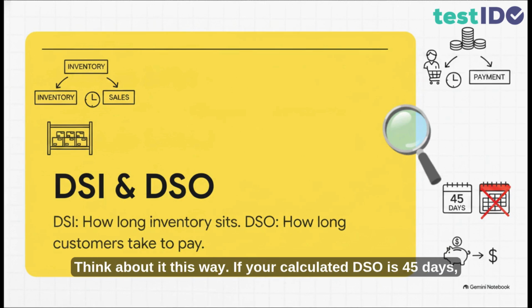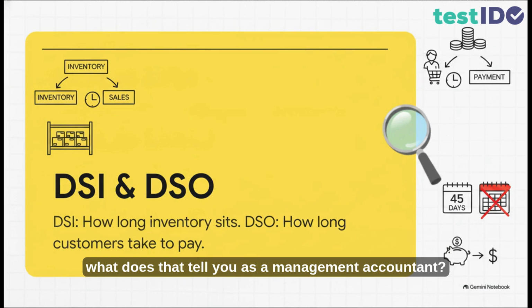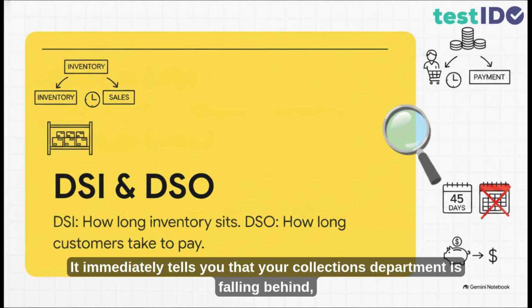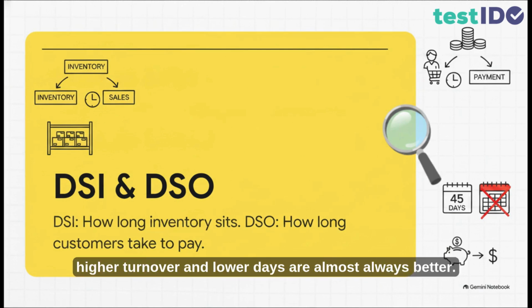Think about it this way. If your calculated DSO is 45 days, but your stated credit terms are net 30, what does that tell you as a management accountant? It immediately tells you that your collections department is falling behind and your precious cash is unnecessarily tied up in customer credit. For both of these metrics, higher turnover and lower days are almost always better.